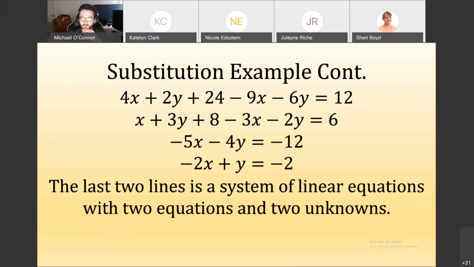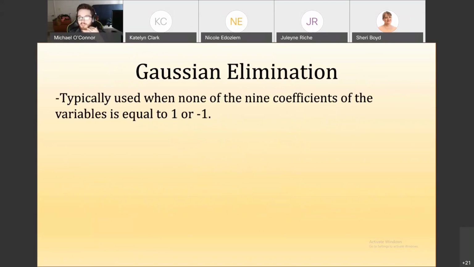Okay. And then the other method to figure out the solution x, y, z is using Gaussian elimination. This is typically used when none of the nine coefficients of the variables is equal to one or negative one, again to avoid using fractions.